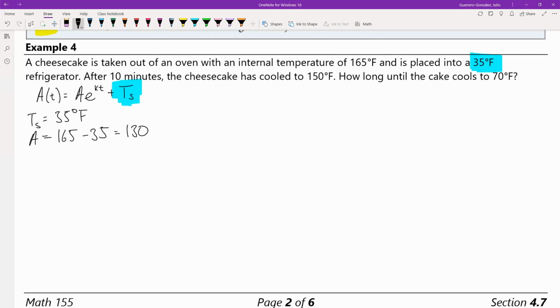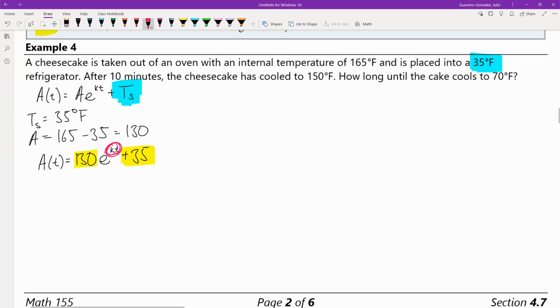Okay? This already gives us a fair amount, right? So this gives us A of t is going to be 130 e to the kt plus 35 degrees. Okay, so we're getting closer, right? We've figured out these two things, the A and the T sub S. Now we're back to this thing. We need to find that value k.